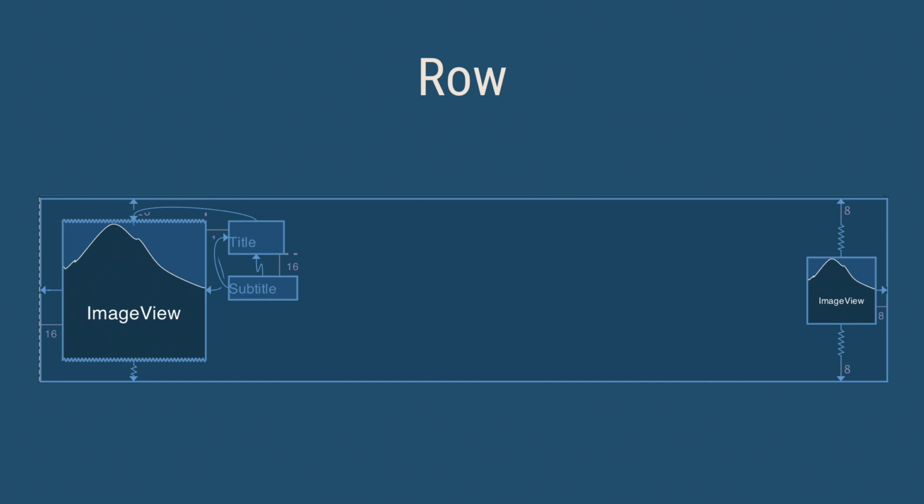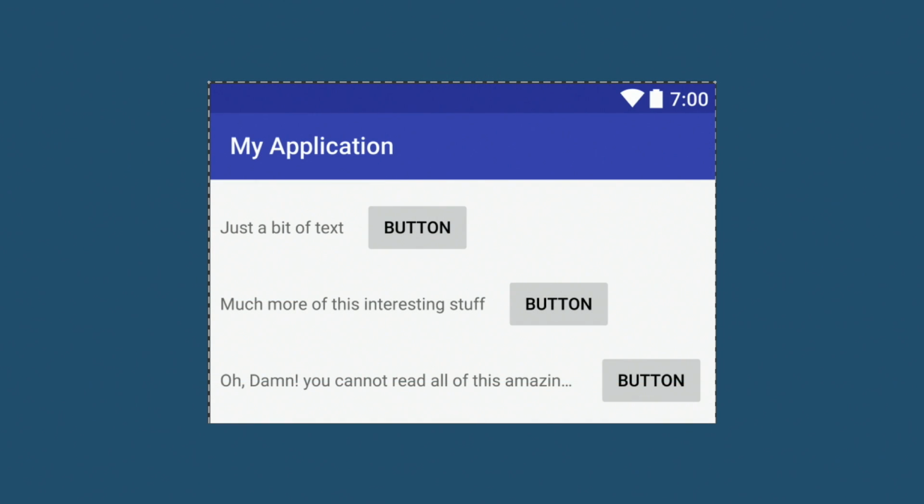Quick example, you have a row. This is how it will look with ConstraintLayout. I'm not going to go through the details. Again, plenty of amazing talks describing that. But basically everything is flat and you have a single hierarchy level.